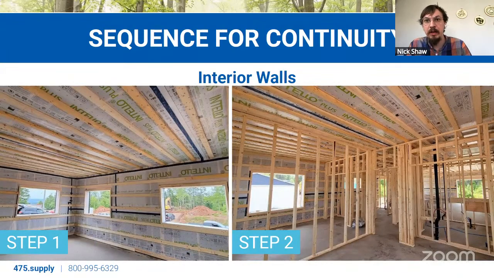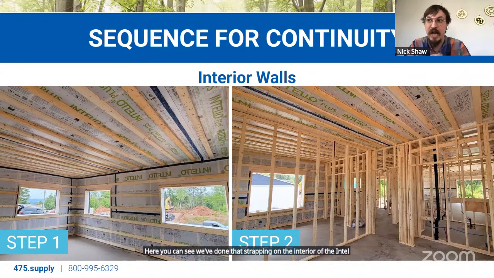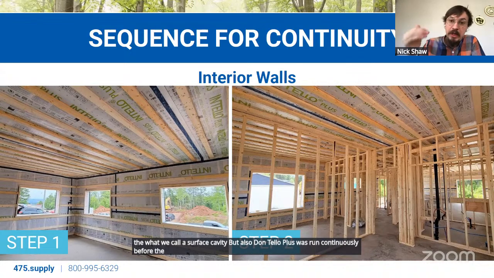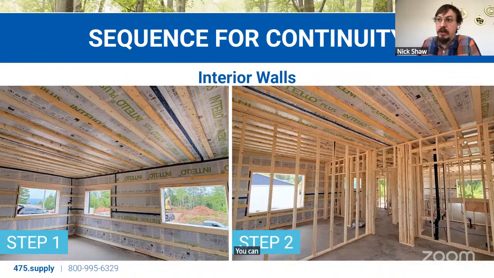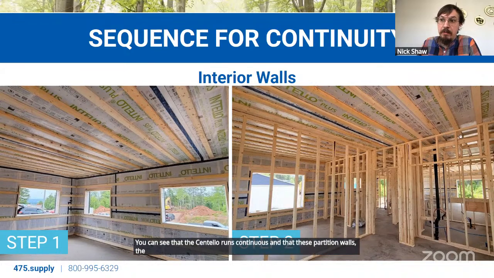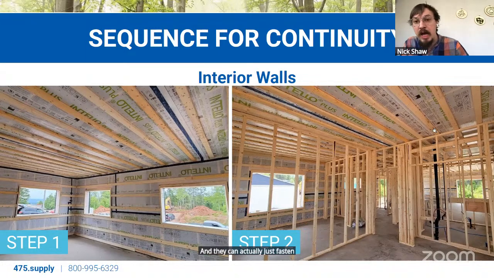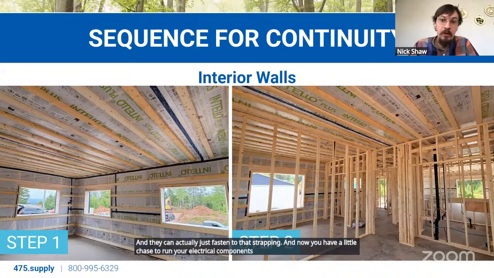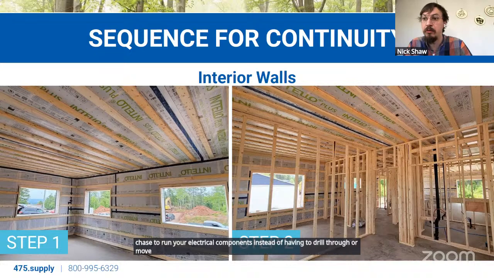Here you can see we've done that strapping on the interior of the IntelliPlus, what we call a service cavity, but also the IntelliPlus was run continuously before the interior top plates were run. So if this was the roof system, you can see that this Intello runs continuous and that these partition walls' top plates do not interrupt that air barrier. And they can actually just fasten to that strapping. And now you have a little chase to run your electrical components instead of having to drill through or move them around that partition wall.